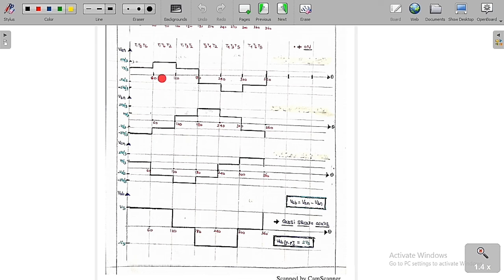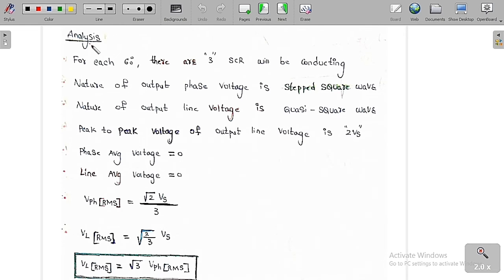So 4 Vs by 3 is the peak to peak voltage of the phase voltages, whereas the peak to peak value of the line voltage is 2 Vs. So now we are going to do some more analysis of this 180-degree mode of operation.